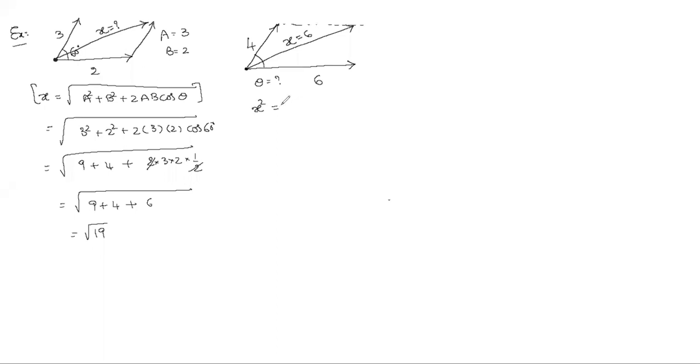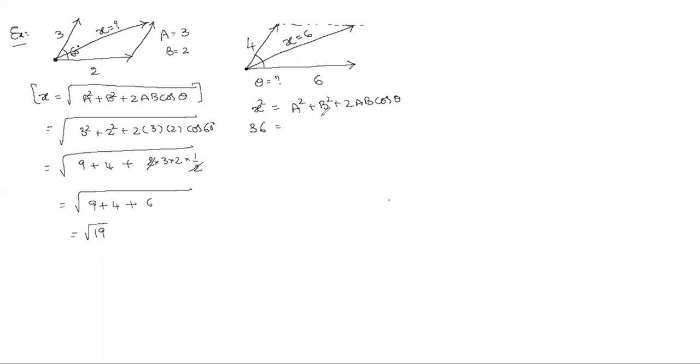X square is equals to a square plus b square plus 2ab cos theta. Am I right? Yes, sir. Then x square? X square is equals to 36. Very good. Then a square plus b square is equals to 100.